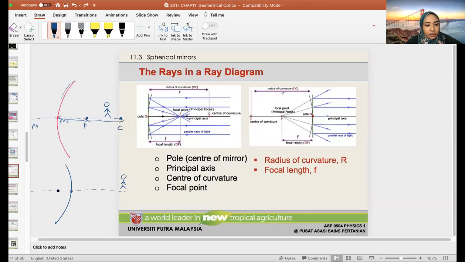There is not enough space. Let's say the focal point is small. So focal point is here, which means that 2 focal point is C, center of curvature or radius of curvature. The rays will diverge, okay? So let's see how to draw that.